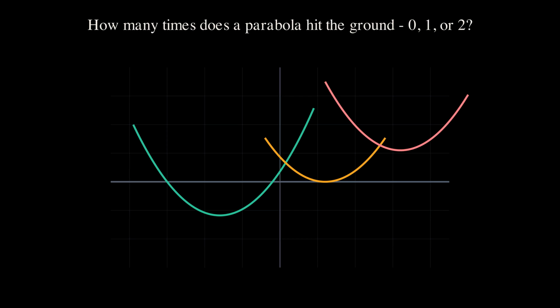Green crosses twice. 2 solutions. Gold just kisses the line and turns away. A single repeated solution. Rose floats clear above and never lands. No real solutions at all.